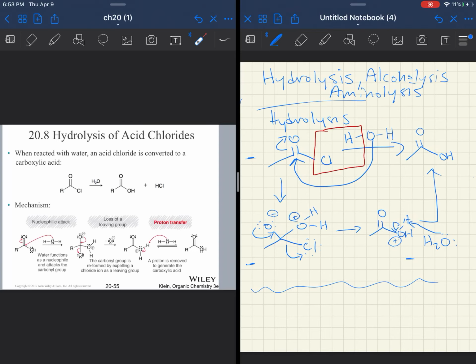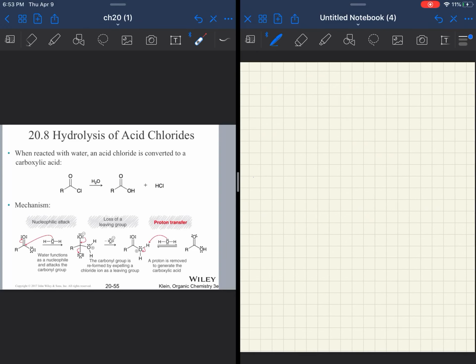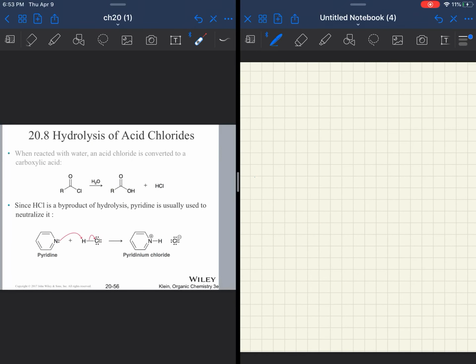So we have a nucleophilic attack, followed by a loss of leaving group, followed by a proton transfer. This is the first of many of this type of reaction. So you want to make sure that you're going to get lots of good practice showing these mechanisms.